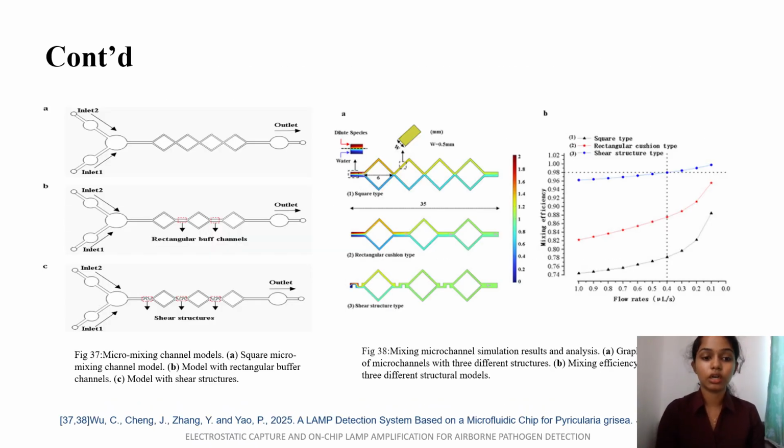The first figure illustrates the micro mixing channel, a simple straight channel. Mixing is poor because flow remains smoothly laminar. The second one, B, is a channel with molecular units including diamond-shaped sections, and the third one is a shear structure, a rectangular buffer channel, with higher mixing efficiency compared to the straight channels.